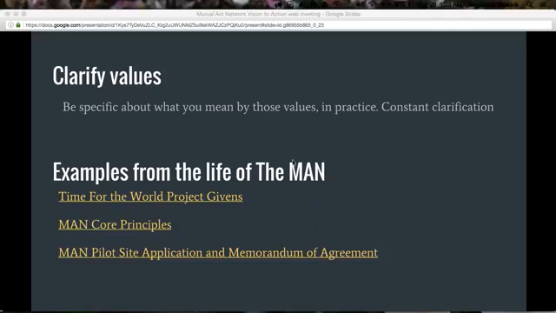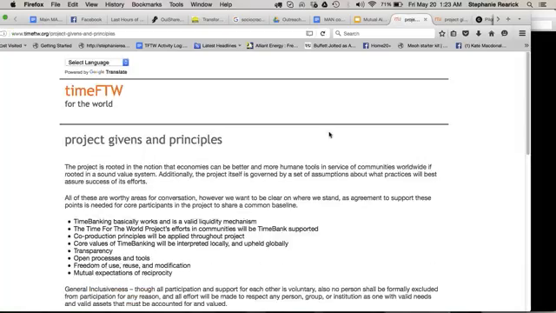So I wanted to give some examples from the life of mutual aid networks. And the first one is we started off as a project called Time for the World. What we were doing was we were having great experience with time banking, but really seeing right away the limitations of time banking on its own. And we always knew we wanted a system that could flow and thrive and become self-sustaining and self-regenerating and self-perpetuating, self-propagating. And we had really specific ideas of how that could happen. So that was the project that we wanted to start.